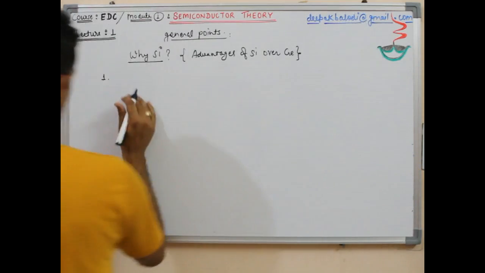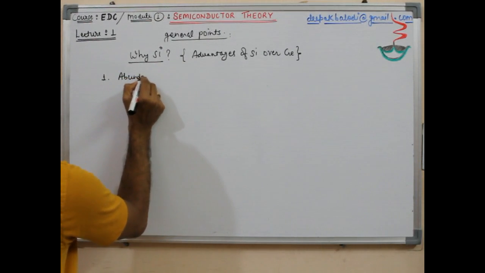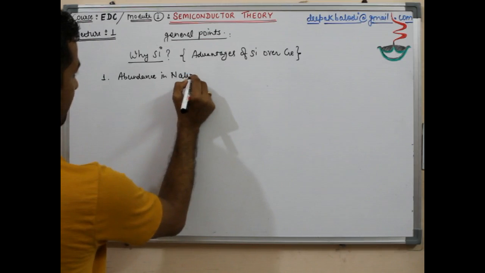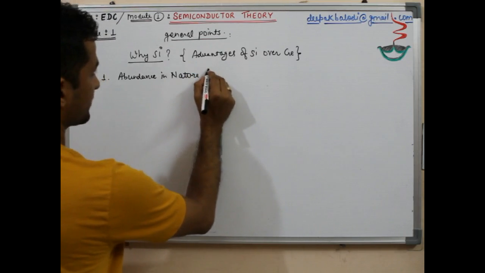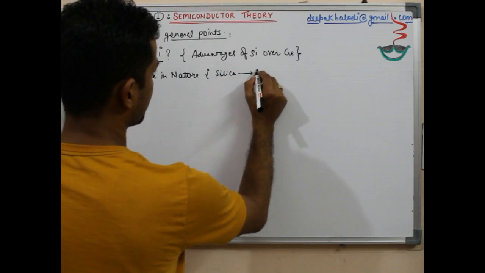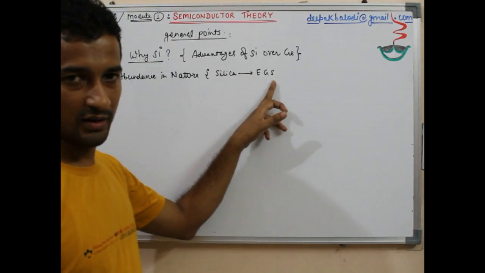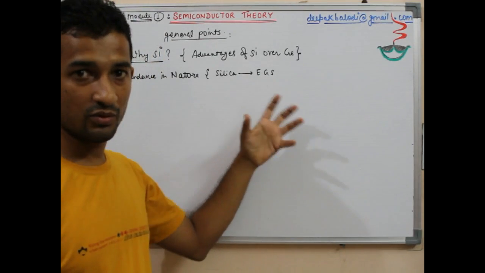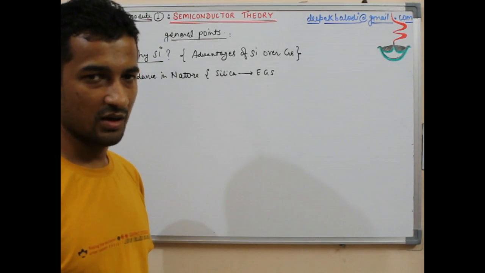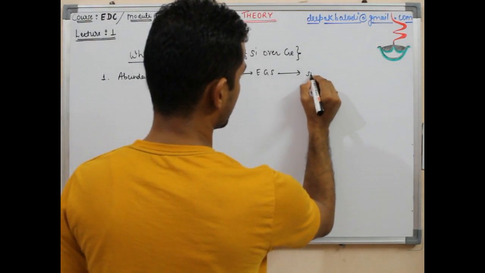So the very first reason is the abundance in nature. With this you should remember that it is found in the form of silica. With silica we basically develop EGS, electronic grade silicon, which is a very high quality pure silicon, but in the amorphous or polycrystalline form, and then we again process it to obtain single crystal silicon.